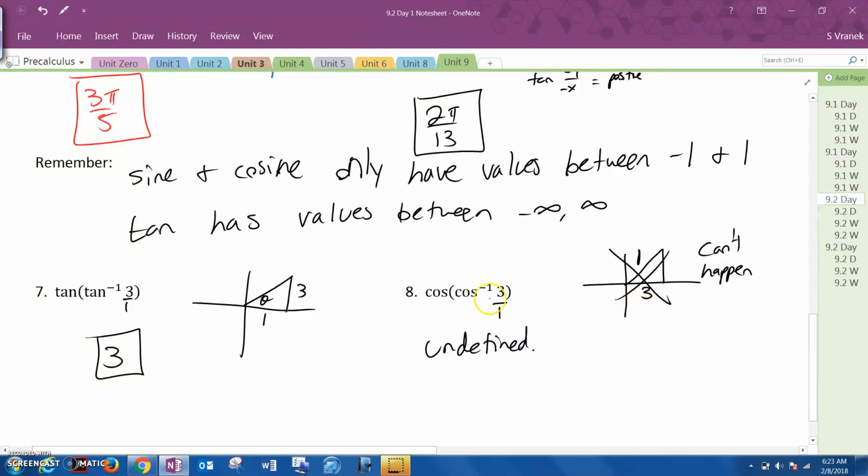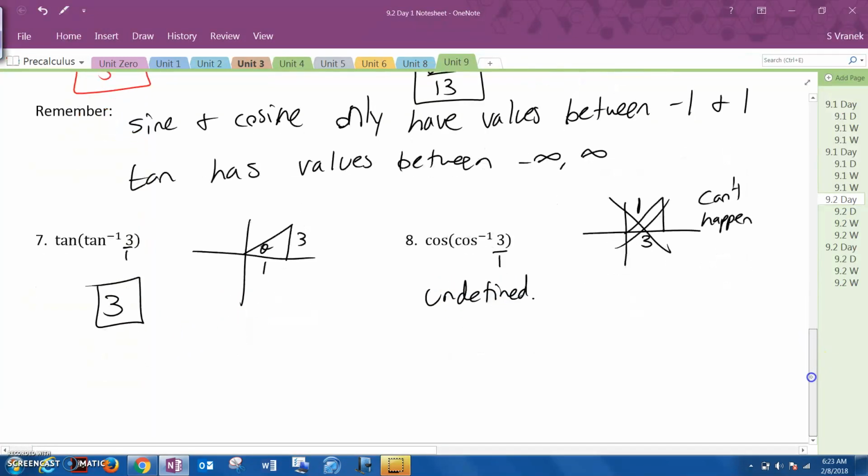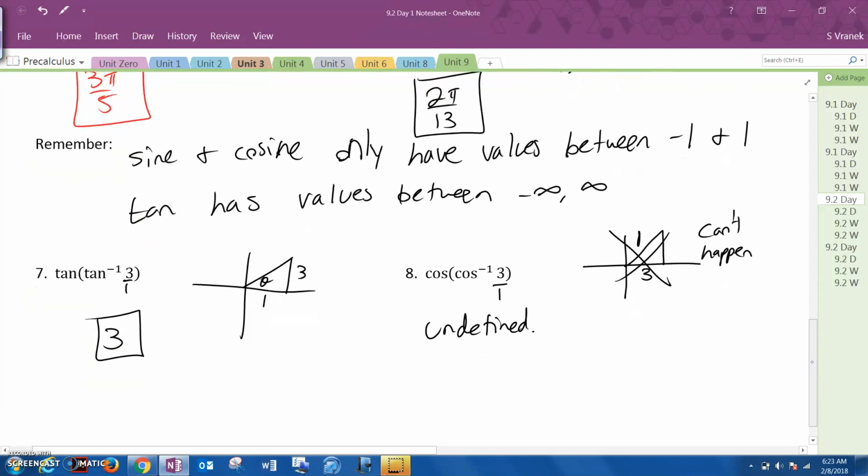So it's either going to be undefined if it's higher than 1, or it's just going to be the value that's given if it's the same trig value. Okay? Alright, that is it for today.